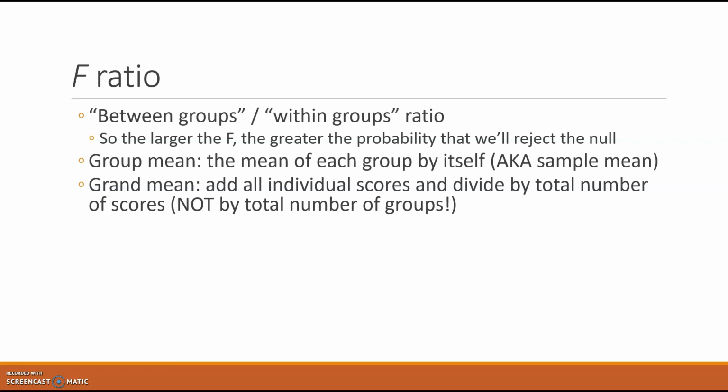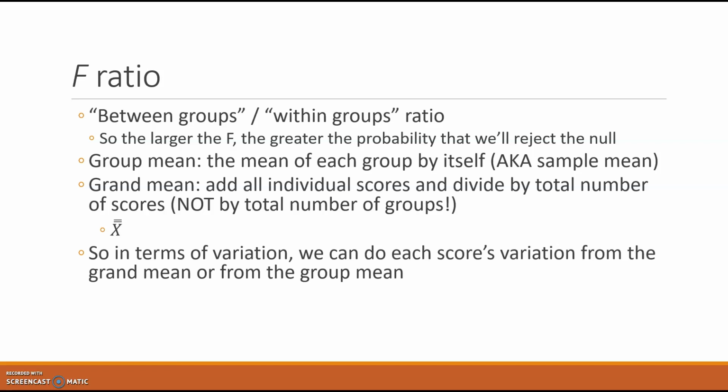Just don't take the group means and find the mean of them. You have to actually add everything up. Okay, so add up all the scores, divide them by the total number of scores, and that's your grand mean. The grand mean is distinguished by an X with 2 bars above it. X1 bar is the group mean, X2 bar is the grand mean.